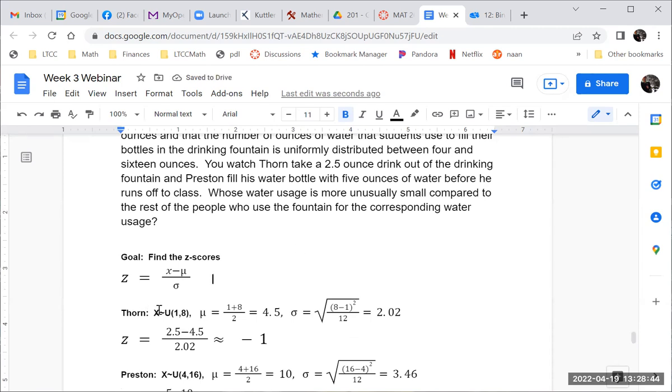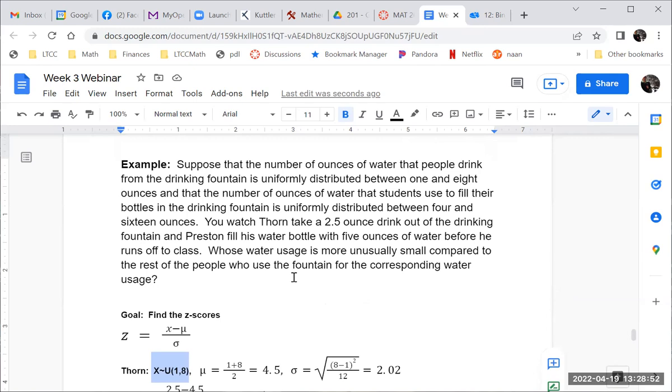Okay, so for Thorn, let's start with Thorn. Thorn's distribution is uniform between 1 and 8, and that says so right here. Any questions on that idea? So for Thorn, we can say X ~ U(1, 8). It helps, because that way you don't have to keep going back and reading full sentences over and over again. If you write it in symbols, you don't have to read that part of the question again the whole time, basically.